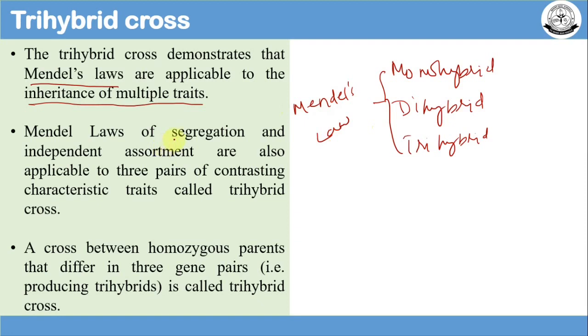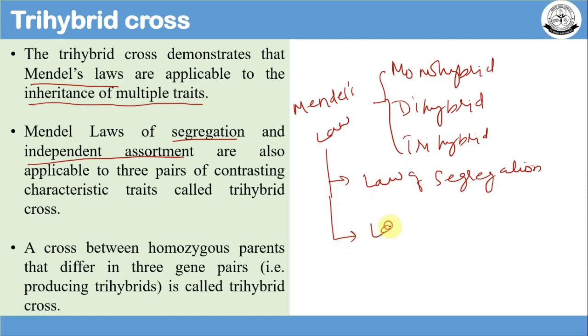Okay, so in the law of segregation and law of independent assortment, Mendel's law. So Mendel's law in the law na law of segregation and law of independent assortment. That means both allele.